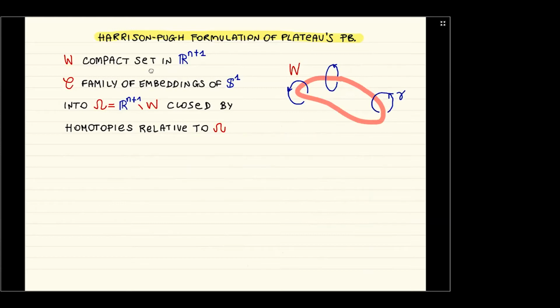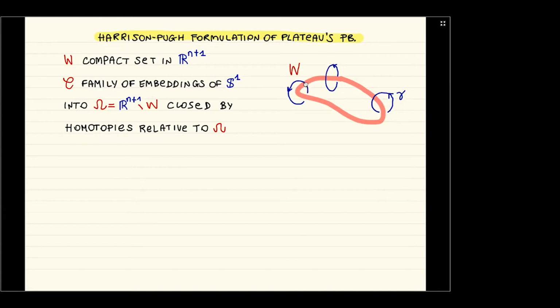Say that W is any compact set in R^{n+1}, but let's think about the solid neighborhood of a curve. And let's introduce something called C, a family of embeddings of S^1. We just made a family of little rings that are contained in the complement of the wireframe. And our family C will be closed by homotopies. It means that as soon as I say this little loop is in C, then every other loop that is homotopic to my original loop and in the complement of W, so I can deform this loop into this other loop without ever crossing W, then also this other loop is in the family.